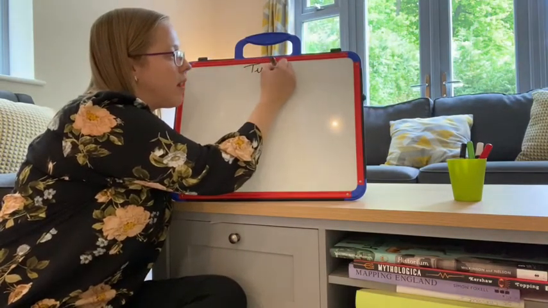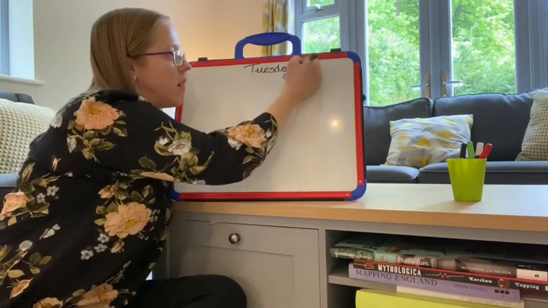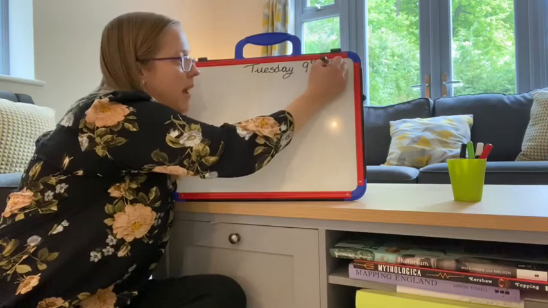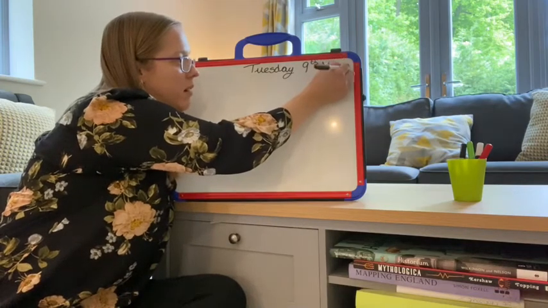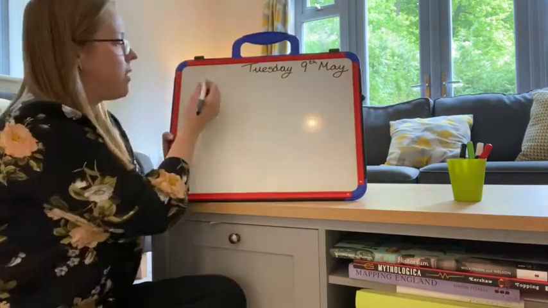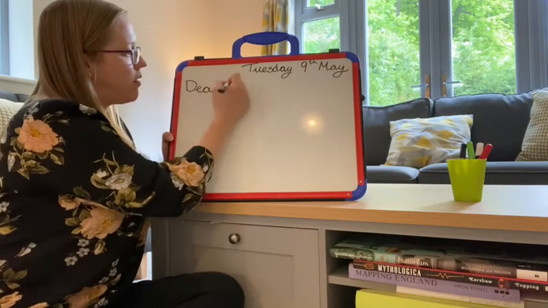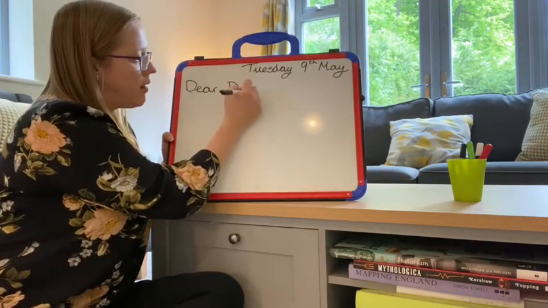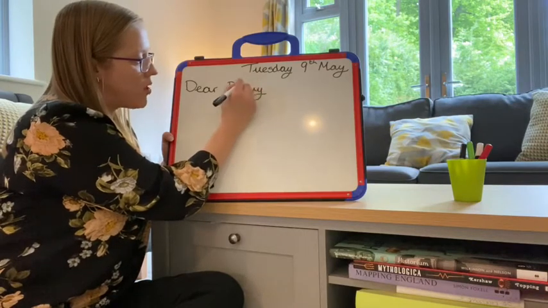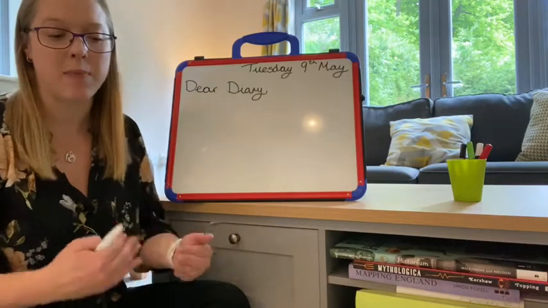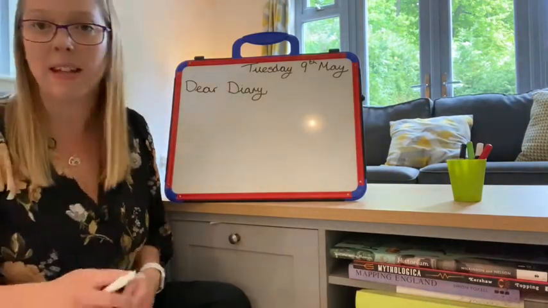Tuesday, the 9th. I'm going to write May. Okay. Dear diary. That's my opening. Now remember, I want to write in the first person and I want to write in the past tense because I'm saying after all this has finished, okay?